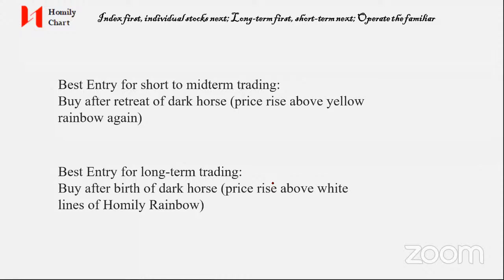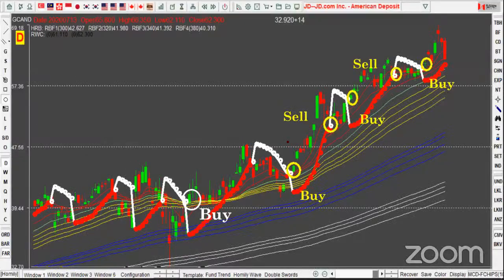Okay, for example, this is JD.com. For medium-term trading, say the price drops below the yellow line here. When it goes back above the yellow line again, around the circle here, you buy, right? This is for medium-term trading. For medium term, you keep holding all the time.